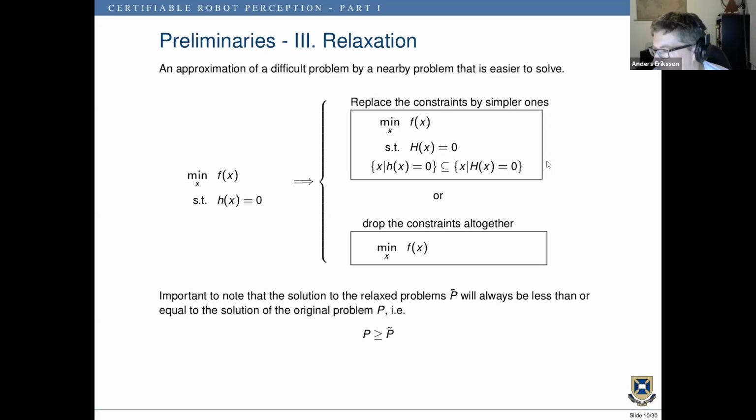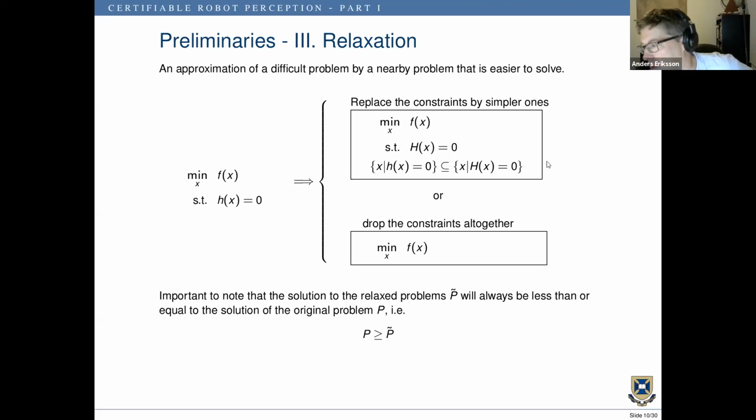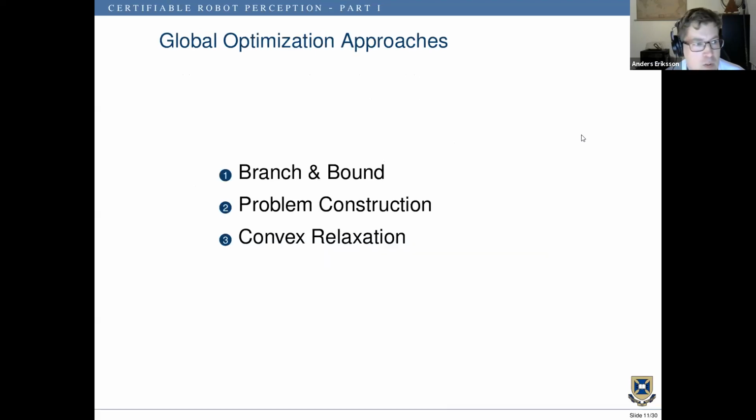So in this setting, it's important to note that the solution of the relaxed problem will always be less than or equal to the solution of the original one. That's important to remember, because we're going to get back to that. Of course, a requirement for that to work is that when you do your relaxation, your relaxed set is bigger than the original one, and it contains the original constraint set as well. But as long as you do that, the relaxed problem will always be less than or equal to the solution of the original one. So that is it.